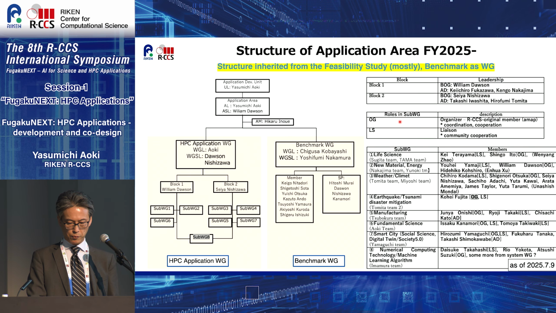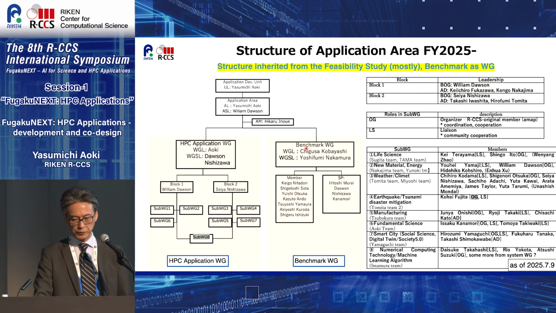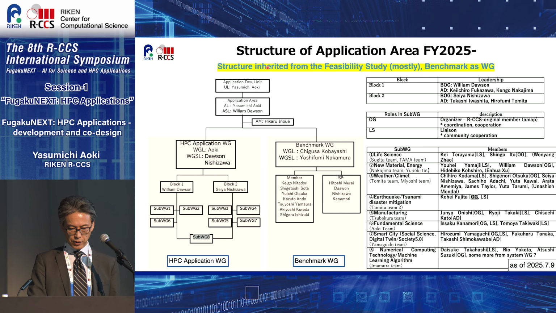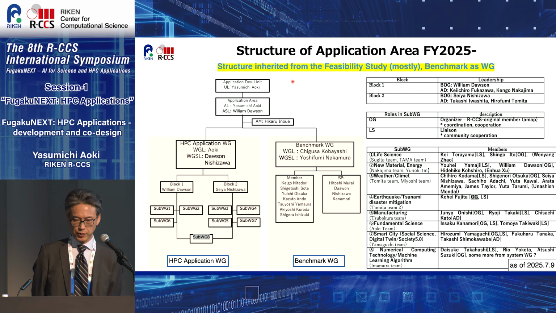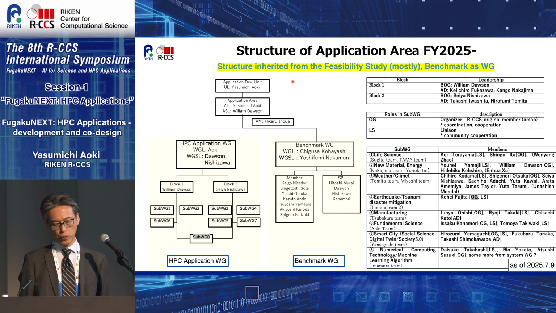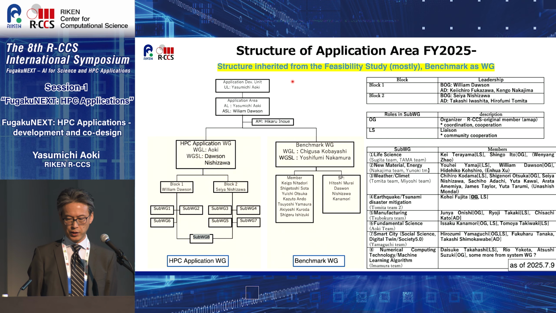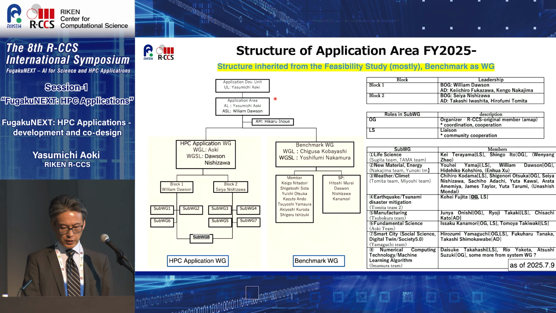This is the one-page slide showing the structure of the application area in the FugakuNEXT project, which consists of two working groups. One is the HPC Application Working Group, and the other is the Benchmark Working Group. As highlighted here, the structure is mostly inherited from the feasibility study. The Benchmark Working Group, which was a sub-group in the feasibility study, is now elevated to a full working group.